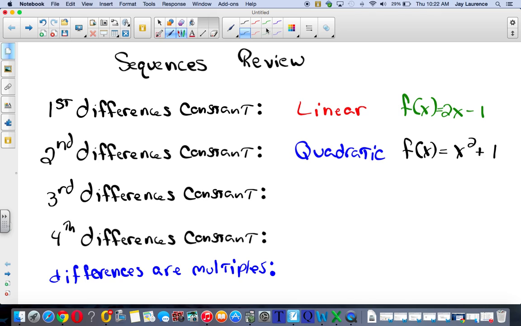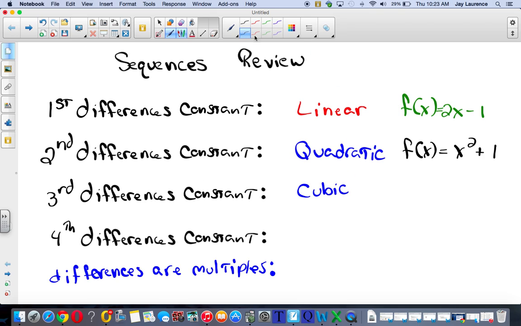All right, third differences are constant. Just say it nice and loud. Okay, Mr. Lawrence, it's cubic. Very good. When the third differences are constant, it's cubic.